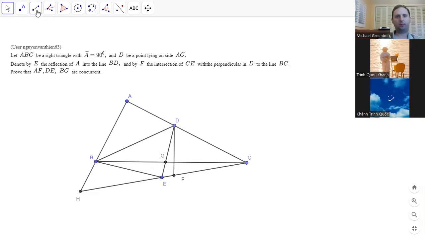Yeah, this feels like projective geometry could be useful. So we want to show that if we project B, G, and C, then we get H, F, and C.